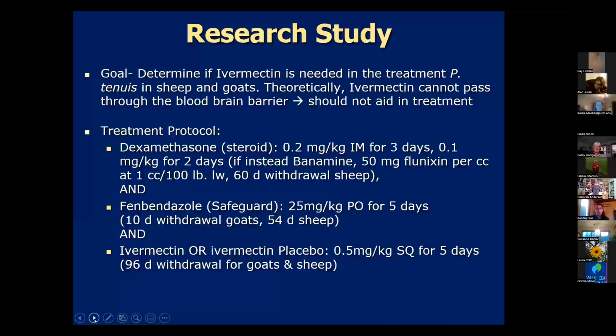Another thing is flunixin is permitted. Dexamethasone is completely prohibited for organic animals. Banamine is permitted for pain relief, and also as an anti-inflammatory. But I believe it's only permitted for breeding stock animals prior to the last third of gestation, or prior to their nursing a lamb or kid that's going to be sold for organic meat. And it is allowed in dairy animals. You need to be following the label. And I would definitely say check with your certifier, or both, prior to using Banamine.